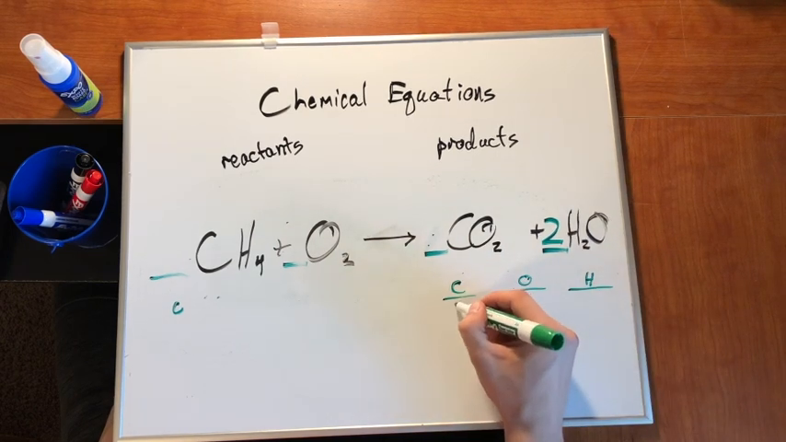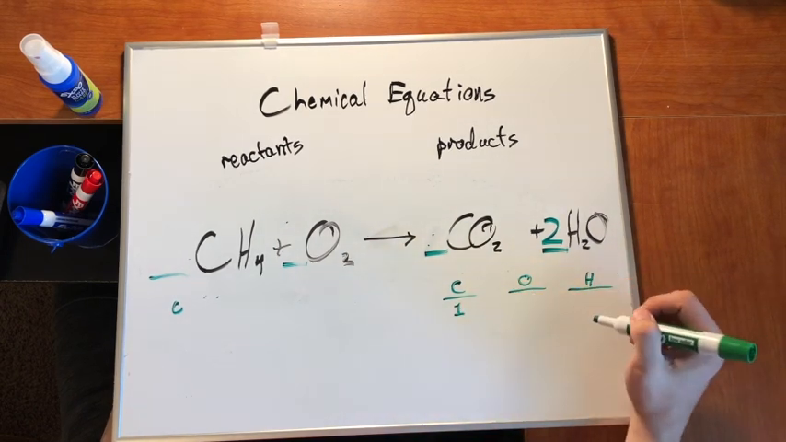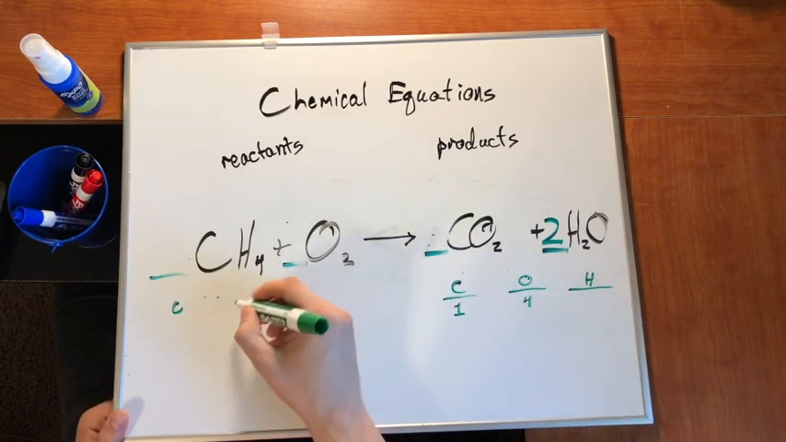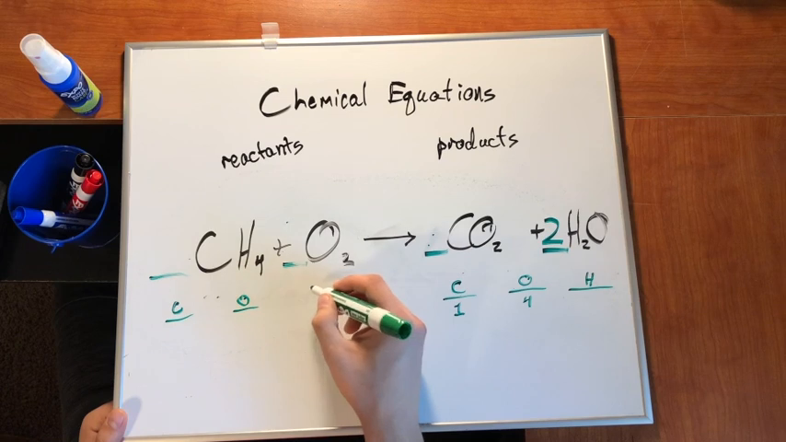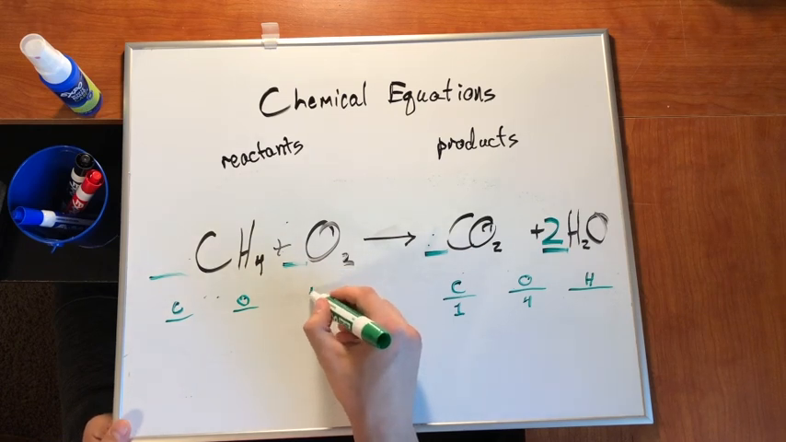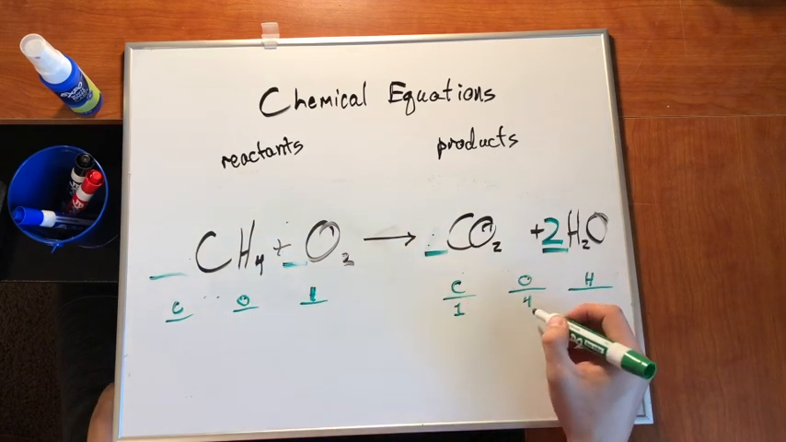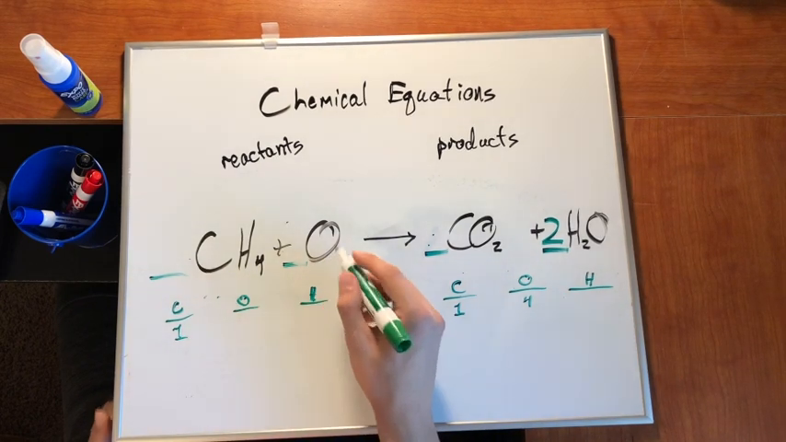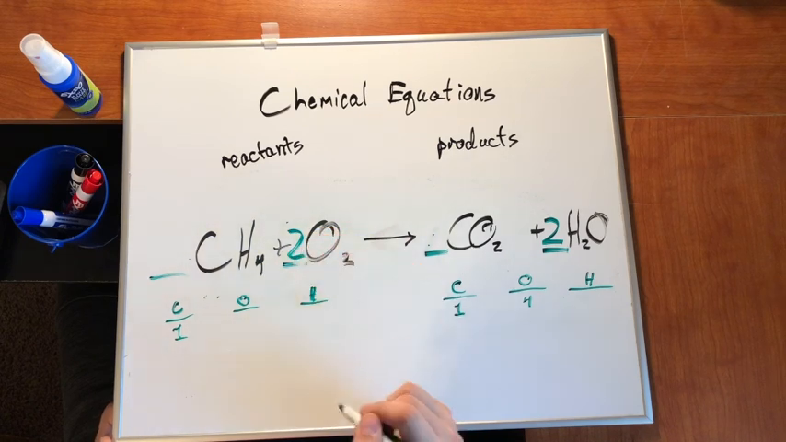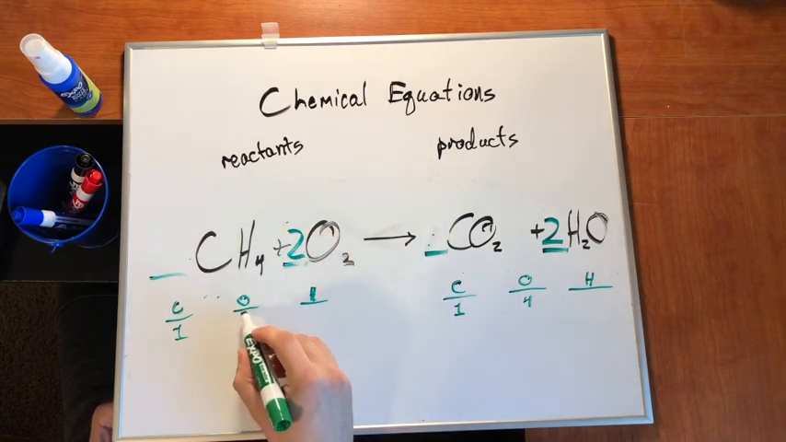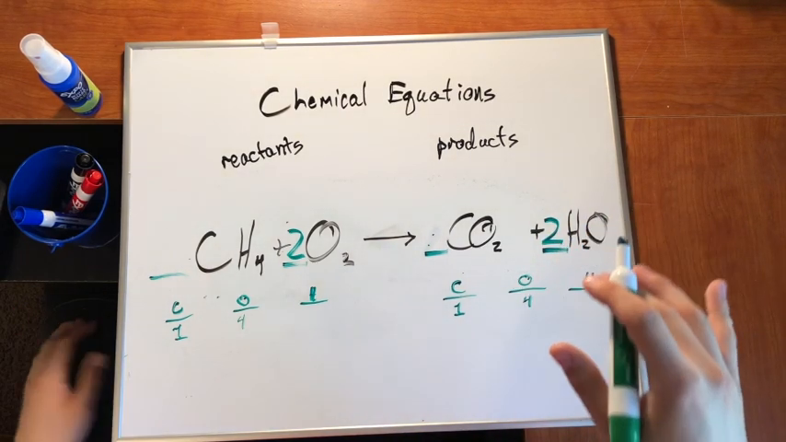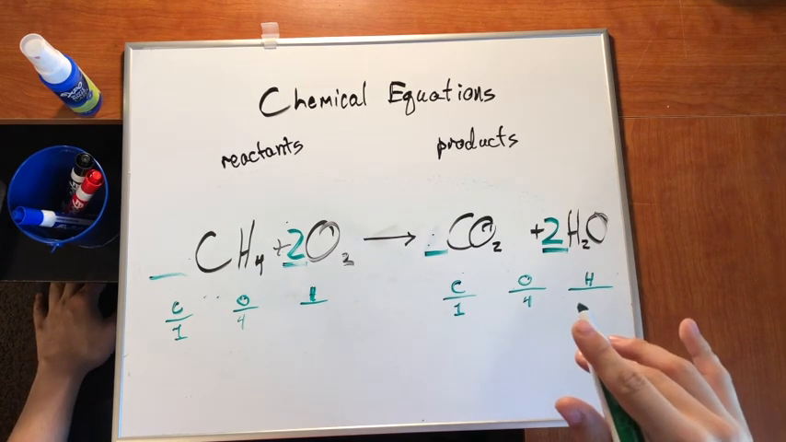I've got 1 carbon, and then here, now I have 1, 2, 3, 4 oxygens, if I do it this way. 4 oxygens. So if I want to come back over here and make 4 oxygens, I would need a 2 in front of this one. And that would give me 4. Okay, so this process is just kind of trial and error of making sure everything works together.